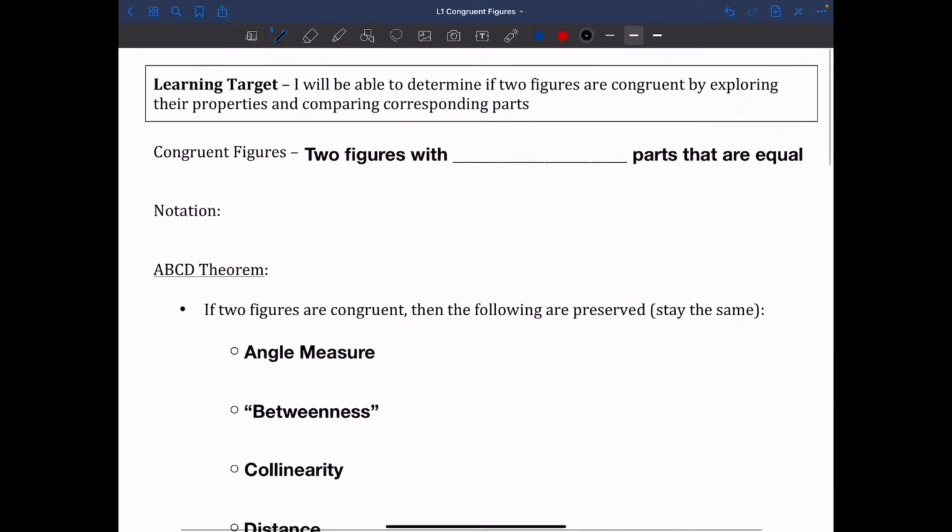Specifically here, congruent figures are two figures with corresponding parts that are equal. Corresponding is another word that we've learned about this trimester. Corresponding means that they're in the same location. So these are two figures where all of the things that are in the same spot are equal to each other.